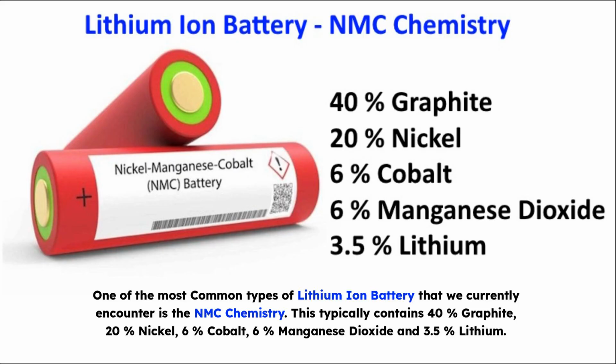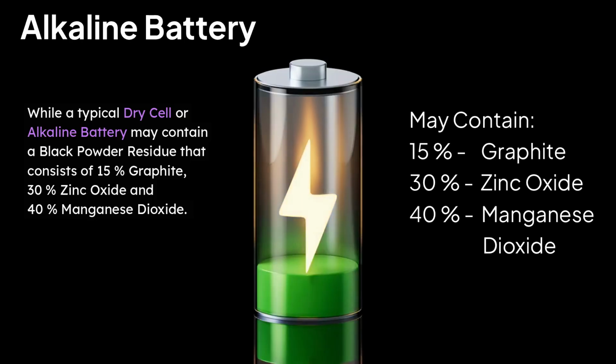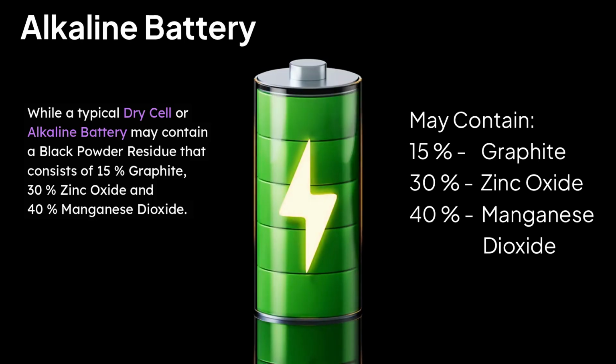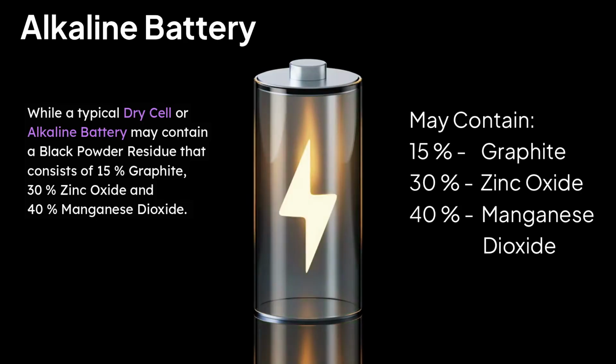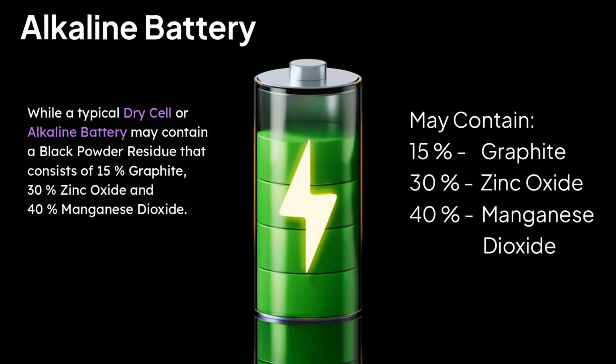One of the most common types of lithium-ion battery that we currently encounter is the NMC chemistry. This typically contains 40% graphite, 20% nickel, 6% cobalt, 6% manganese dioxide and 3.5% lithium. While a typical dry cell or alkaline battery may contain a black powder residue that consists of 15% graphite, 30% zinc oxide and 40% manganese dioxide.